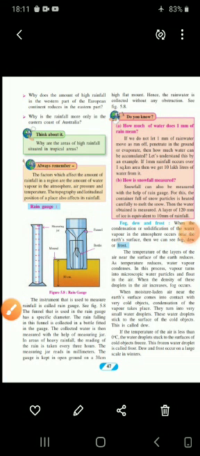So, children, welcome back to our lesson. Take out your page number 47, open your textbook. So, today we are going to read about the rain gauge.